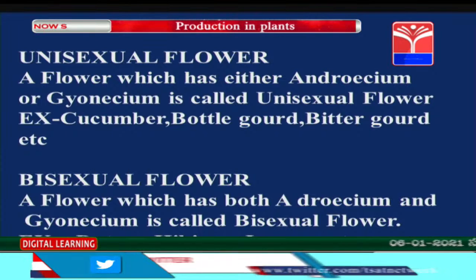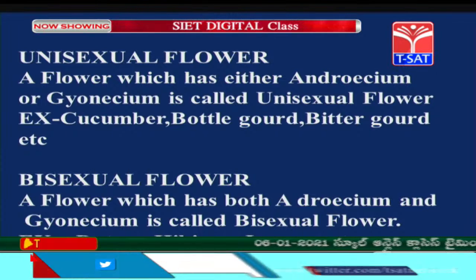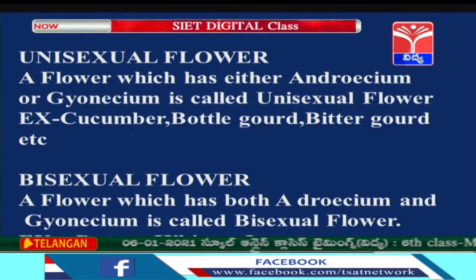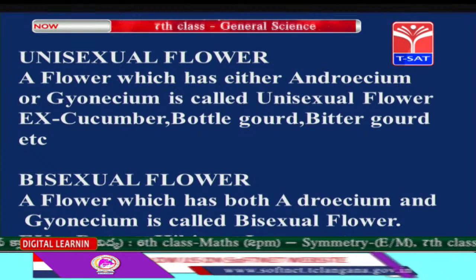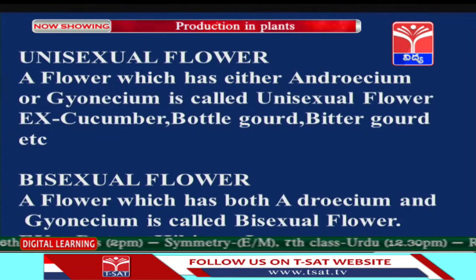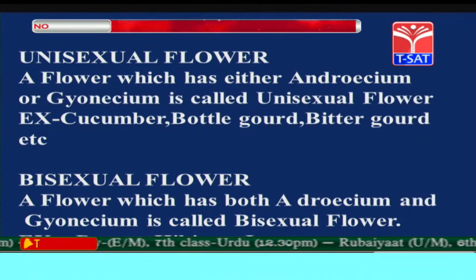Bisexual flower: a flower which has both androecium and gynoecium present in it is called a bisexual flower. Examples are datura, hibiscus, ipomea, etc. Now let us see what is meant by a complete flower and an incomplete flower.